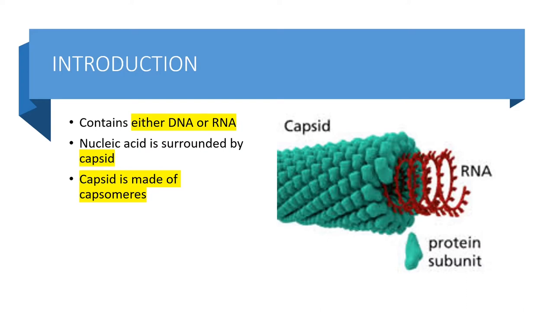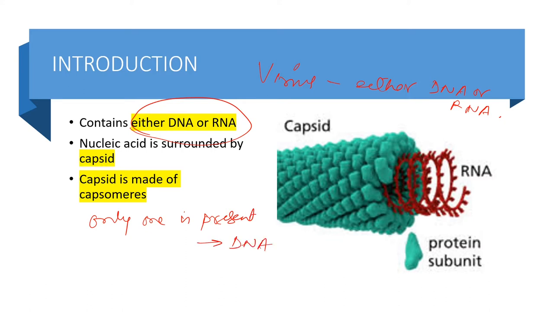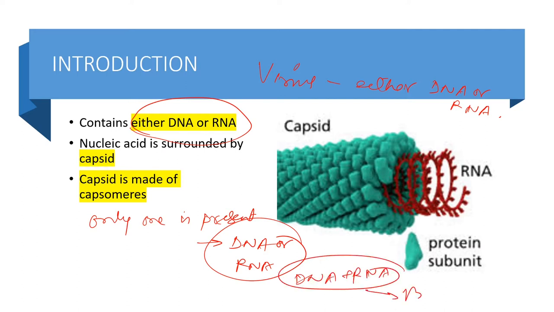Virology, that means virus contains either DNA or RNA. It cannot contain both, either DNA or RNA. In mein se ek hi hoga. Only one is present. Theek hai? That is, it can be DNA or RNA. It cannot be DNA plus RNA. DNA plus RNA can be present in bacteria. But in virus, either DNA or RNA. Fine? Okay.